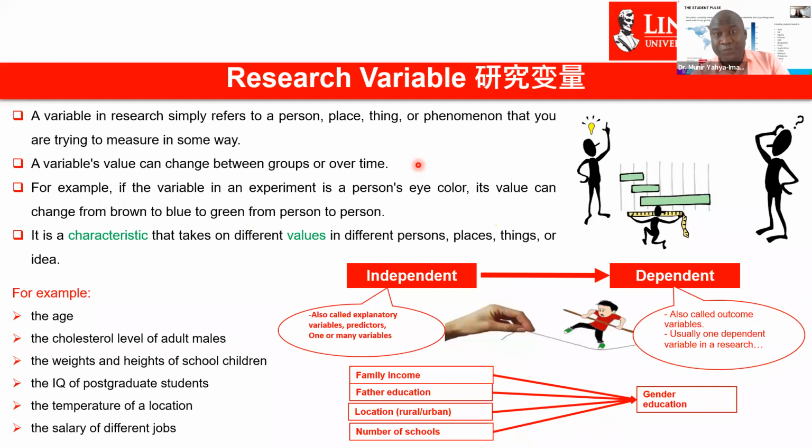For example, age can be a variable. The cholesterol level of adult males can be a variable. The weight and height of school children can be variables. The IQ of postgraduate students can be a variable. The temperature of a location can be a variable. The salary of different jobs can be a variable. Okay, we have different types of variables. So let's have a look at them.